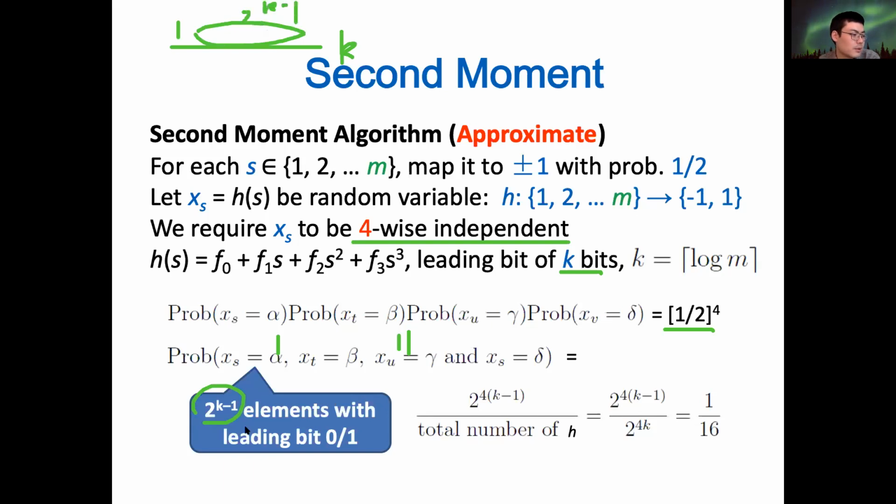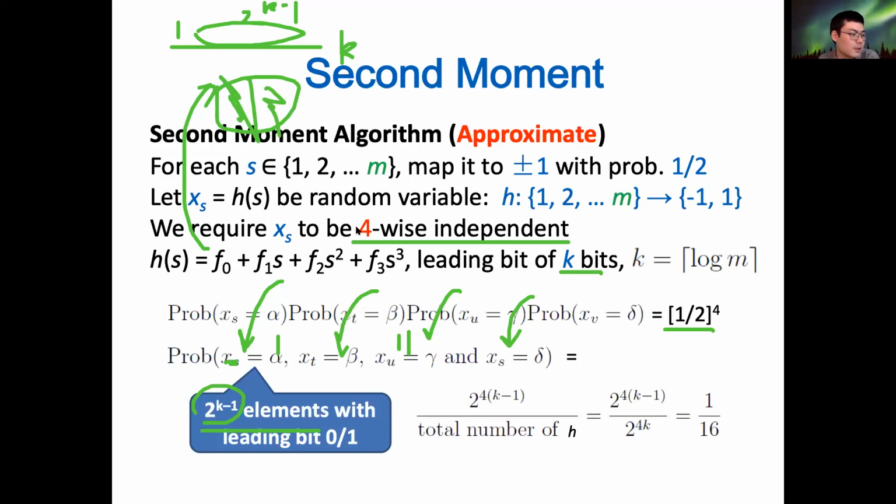So the number of elements that satisfy this requirement is 2 to the power of k minus 1, and similarly, 2 to the power of k minus 1 elements satisfy this requirement, and this requirement. If you look at the combination of them, you take the product. Your S falls in that particular half of the entire group, and your t falls in a particular half depending on whether beta is 1 or minus 1. Maybe this one falls in this group, and this one in this group. To the power 4, this will be equal to this number.